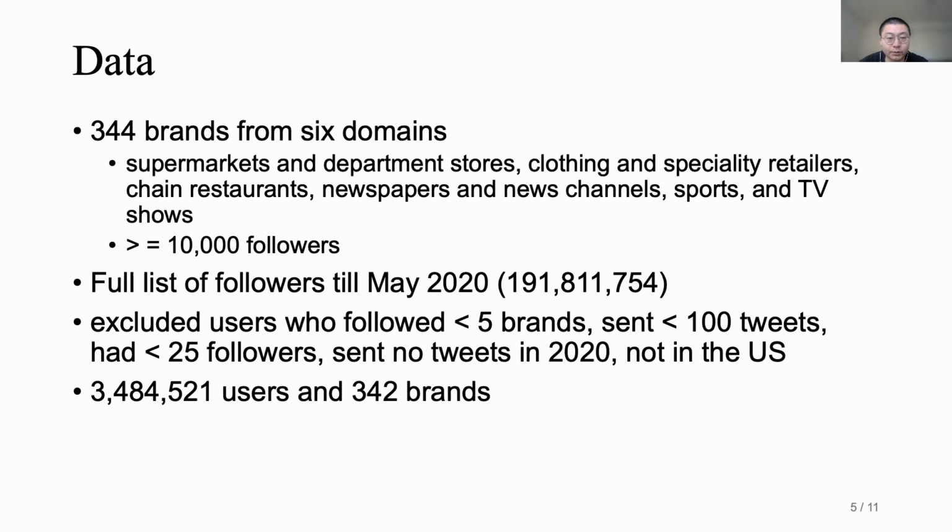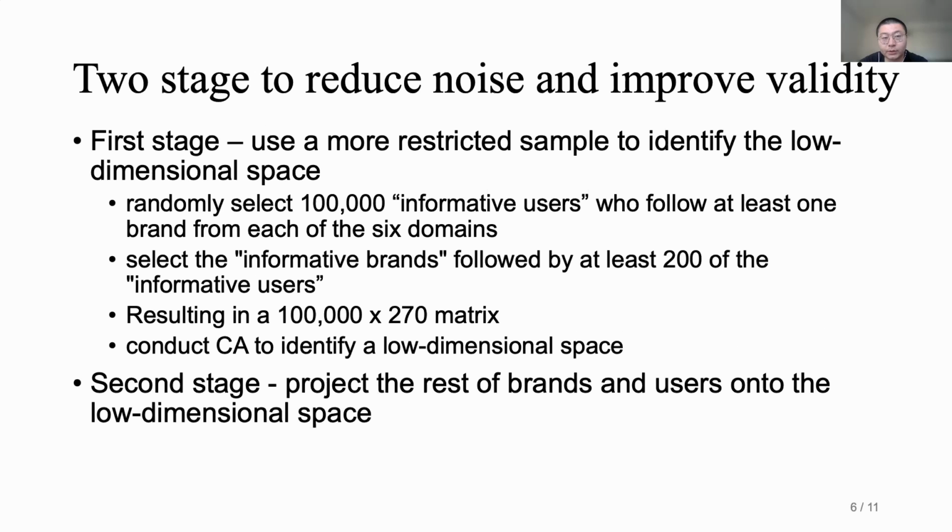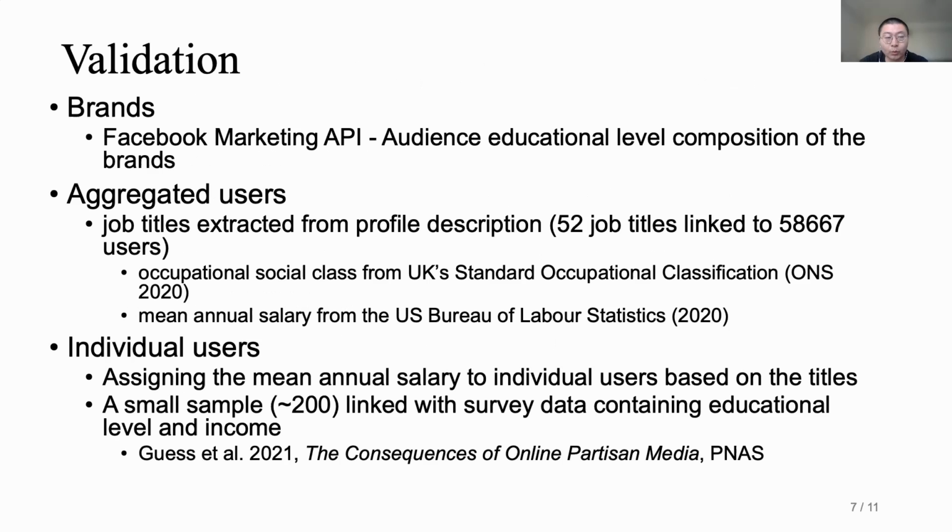We also used two stages to reduce the noise and improve validity. Basically, at the first stage, we use a more restricted sample to identify the low-dimensional space, and then at the second stage, we project the rest of the brands and the users onto the low-dimensional space. We use different sources of data for validation.